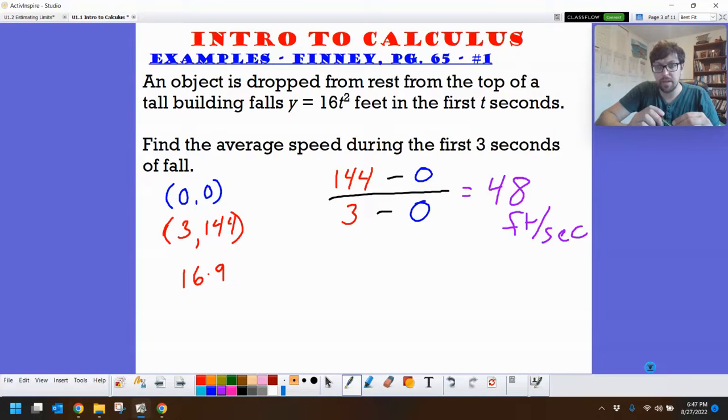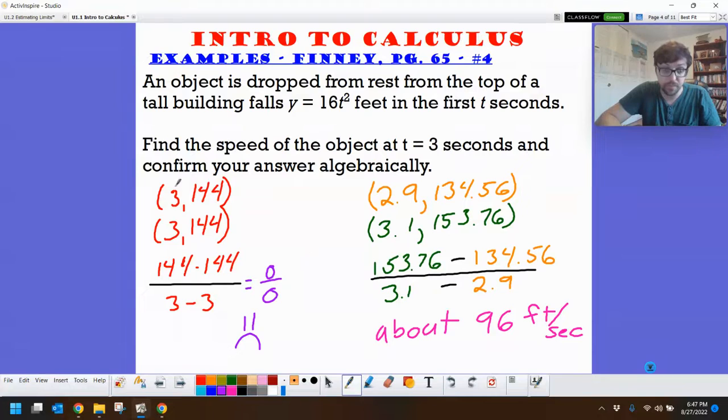But a more interesting question might be, well, what is its speed at 3 seconds? Oh, well, if you try to apply your slope formula, you try to find the slope between a point and itself, and you end up with 0/0, and it doesn't quite work out. So the idea is, what if we did just really, really close to that? Before we were doing like a 3 second gap. What if we did like a 2 second gap between those two? Then we're able to figure out a closer estimate of what the speed would be at 3 seconds. It's about 96 feet per second.